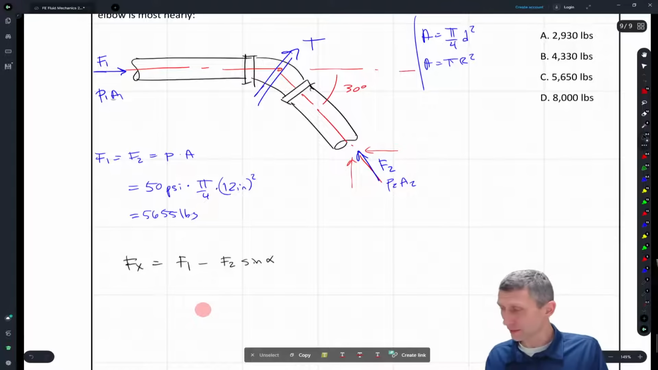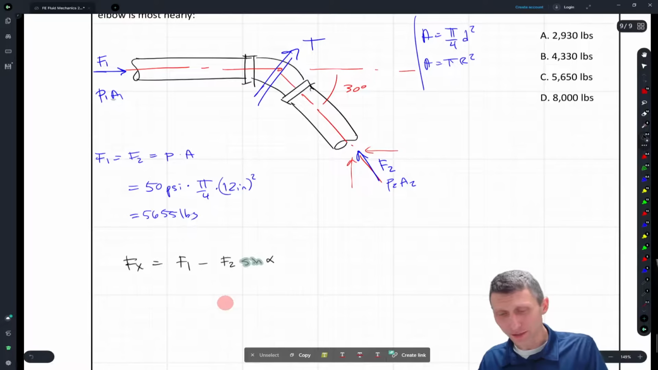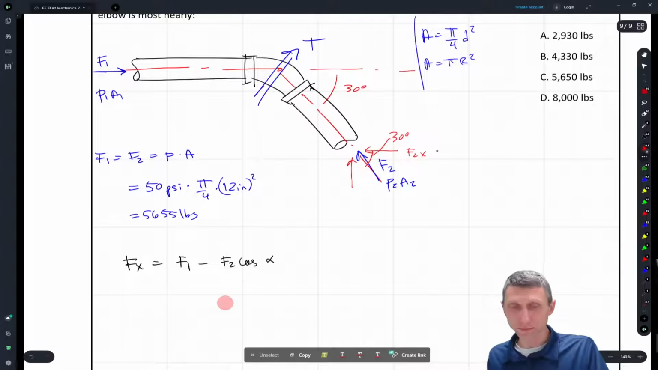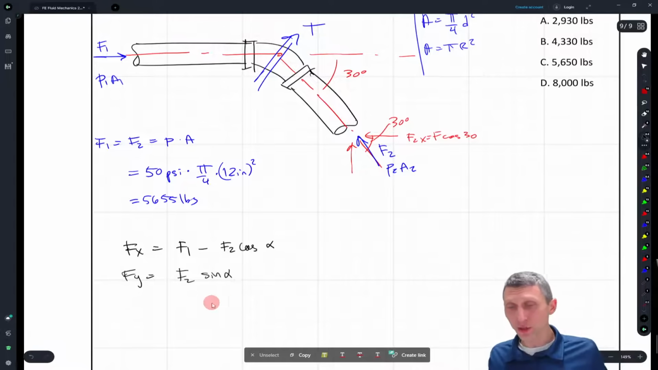sine alpha, right? Is that what we said, or no, we got cosine. Oh man, I was thinking sine was wrong, but let's just come back here. Let's get cosine, because actually this angle, I drew it wrong. This angle is the 30-degree angle. So the cosine is going to be, F2x is going to equal F cosine 30. Okay, so that's where this Fx comes from. And then Fy is just going to be F2 times the sine of alpha, because there is no y component of this one. The only y component is this F2 times the sine of 30.